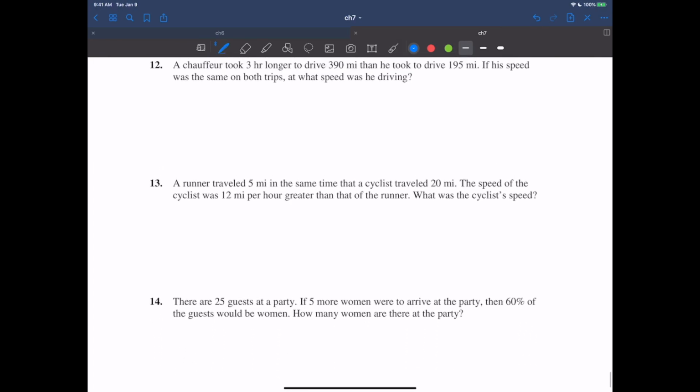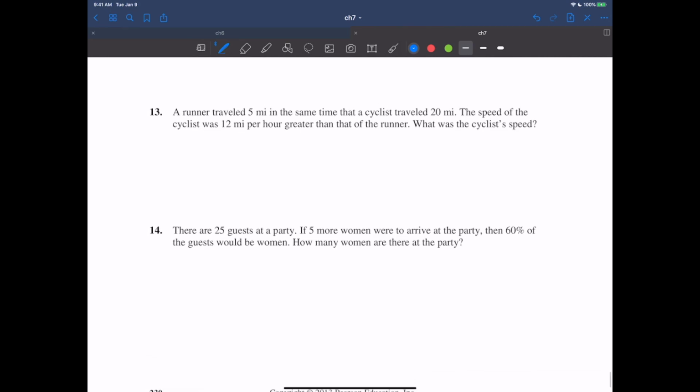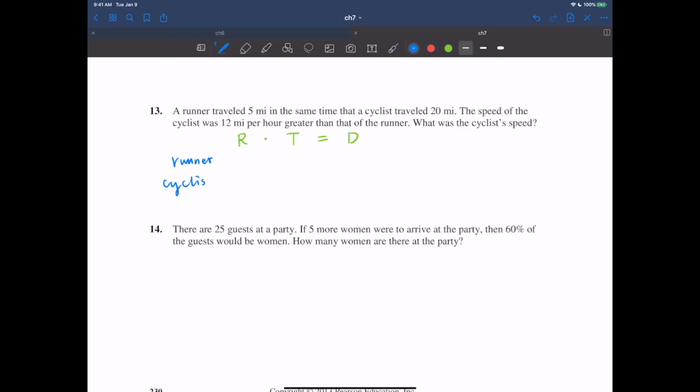Number 13. A runner travels 5 miles in the same time that a cyclist traveled 20 miles. The speed of the cyclist was 12 miles per hour greater than that of the runner. What was the cyclist's speed? This is a motion problem. Write down the formula first. Rate times time equals distance. And then you set up the table. We have 2 players. One is the runner. The other one is the cyclist. And then we're going to fill in the table.